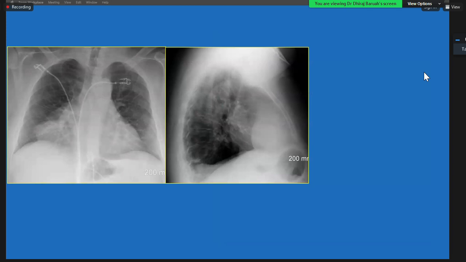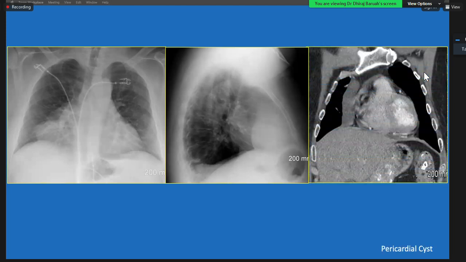So this is something near the right cardiophrenic angle. And so there will be differentials. Yeah, it can be a pericardial cyst, it can be a lymph node. It should not be a Morgagni hernia. It's difficult to see the diaphragmatic outline in those cases. Or it could be a cardiac lesion. So often for these kinds of abnormalities, we end up doing CT.